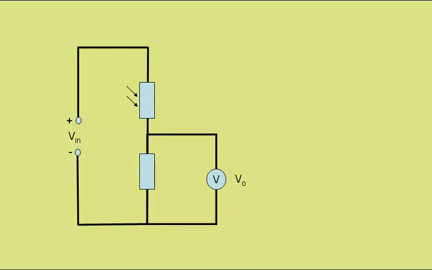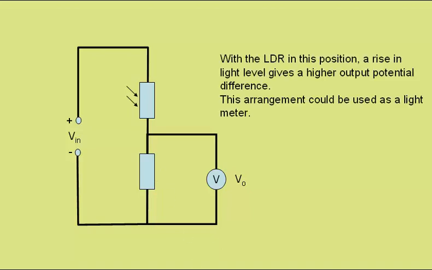Now I've swapped round the components, having the LDR at the top and the fixed resistor at the bottom. And now, with the LDR in this position, a rise in light levels gives a higher output potential difference. This arrangement could be used as a light meter, with the reading on the voltmeter equating to the light levels.